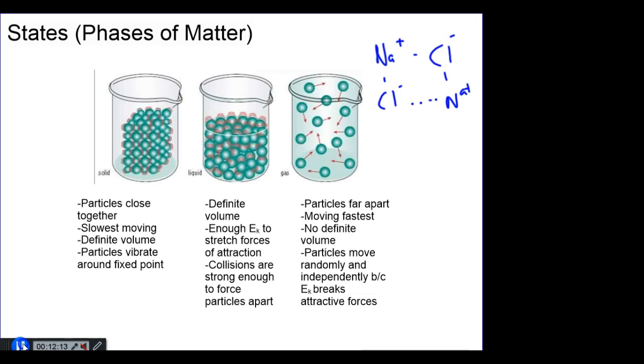Liquids also have a definite volume. I can pour a liquid into a container and measure the volume of it because that liquid takes on the shape of whatever container I poured it into. EK, what does that mean? Kinetic energy. That's a term we haven't talked about in a long time. What does it mean to have kinetic energy?